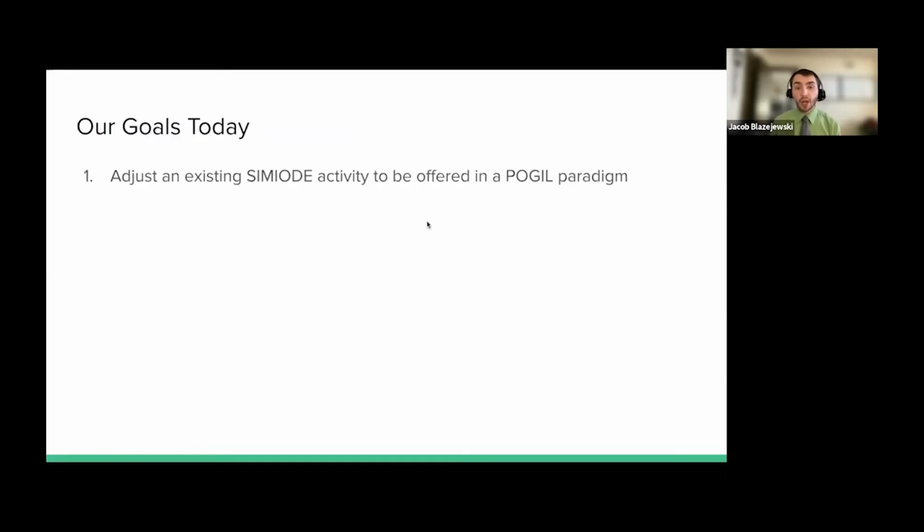So our goals in this session are basically yanked right from the abstract for this talk. The first is to talk about how we work to adjust an existing SIMIODE activity to fit into the POGIL paradigm. Before we get to that point though, we'll need to talk about what POGIL is to make sure that we're all on the same page. Some of you might have heard of it before, some of you possibly not, but it's just something to be aware of as a different sort of teaching philosophy and way of structuring lessons that can be highly engaging with students.